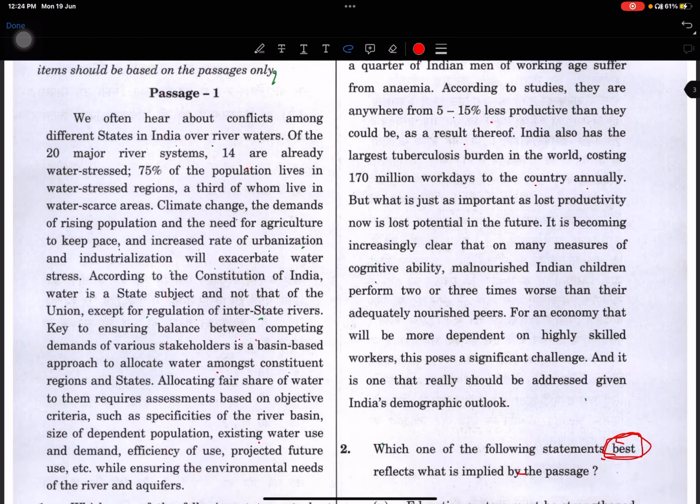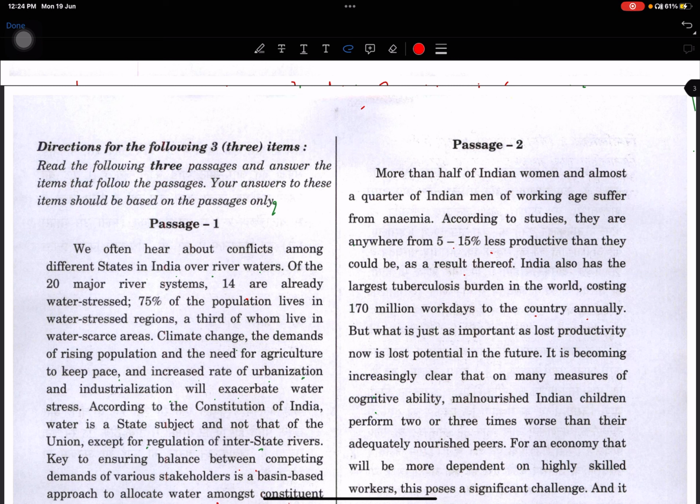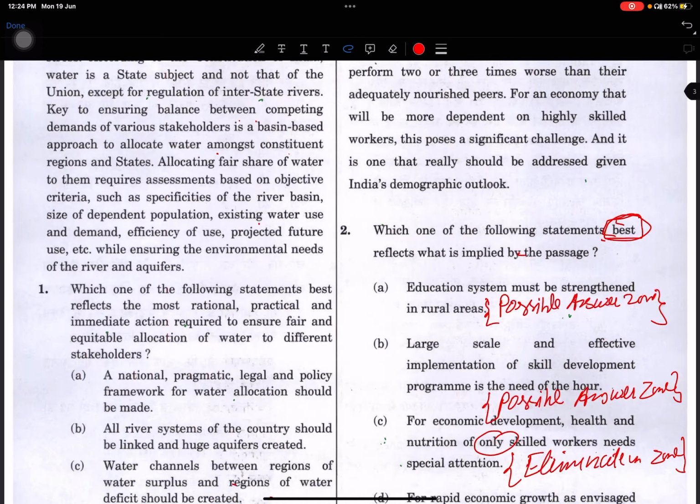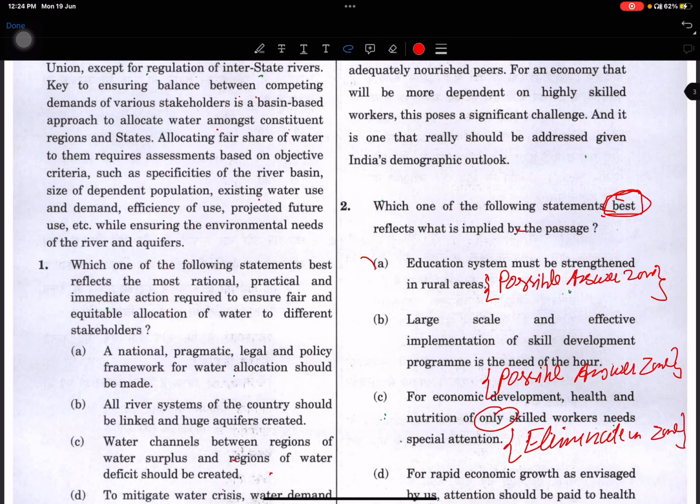Okay. Now we will go to step 2, where we will read the passage. Before reading the passage, one benefit of reading the option and the question is that now I will concentrate only on those lines which will give the answer to my question. We will not worry about other lines which are not related to the question of the passage.